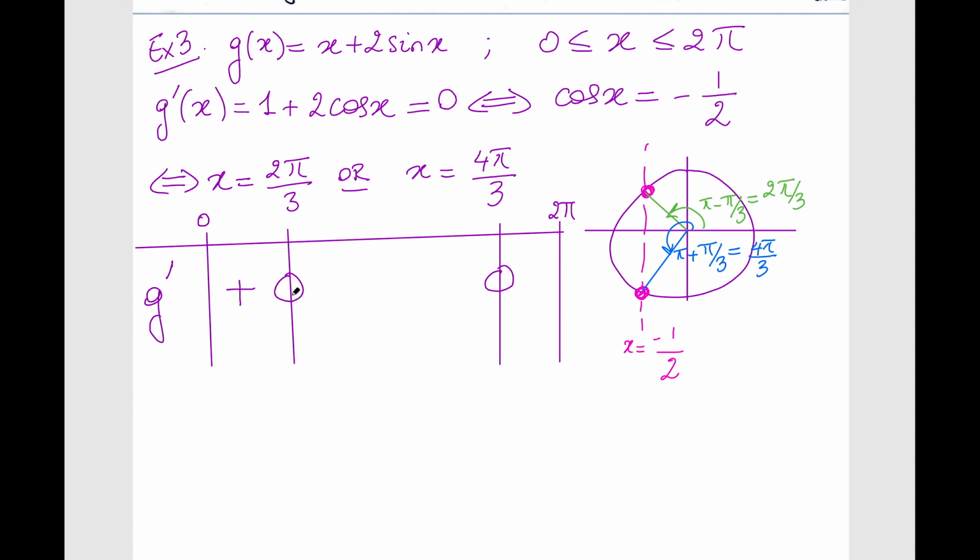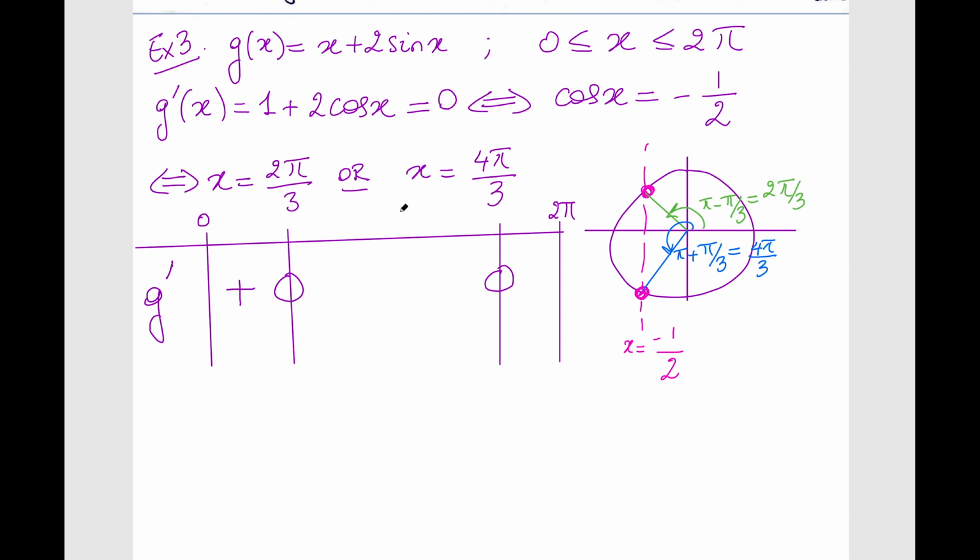Now between 2 pi over 3, right, and 4 pi over 3. So at 2 pi over 3, g prime is 0. We know that. At 4 pi over 3, the function g prime is 0. So in between, it doesn't neutralize. This means the sign is unique, either positive or negative. So how do we know? Take a number between 2 pi over 3 and 4 pi over 3 and test g prime there.